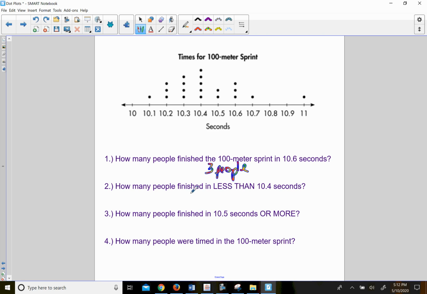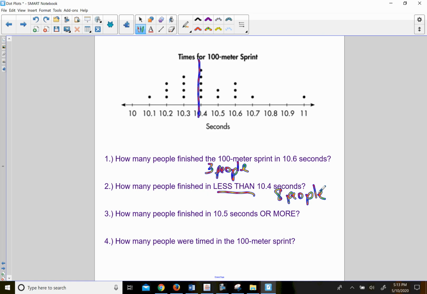How many people finished in less than 10.4 seconds? So less than does not include 10.4. It's everything lower than that value. So here's 10.4. I want everything less than that. So I'm going to count out all these dots. So 1, 2, 3, 4, 5, 6, 7, 8. 8 people were able to finish in less than or fewer than 10.4 seconds.